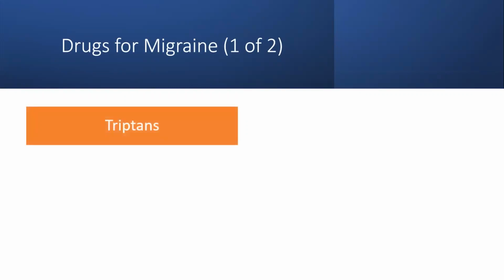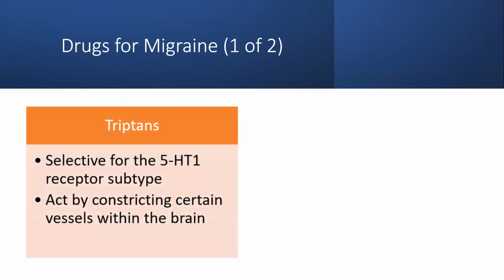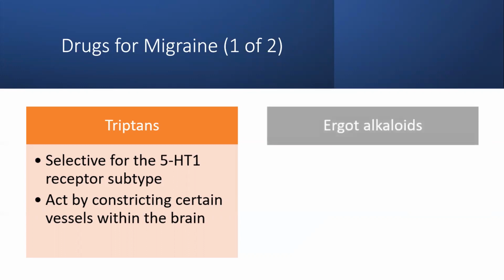The drugs that we use for migraine: number one, the classification is triptans. They are selective for the 5-HT1 receptor subtype, and they act by constricting certain vessels within the brain. If you remember, we saw in the picture before that when there is pain, vasodilation occurs. Vessels dilate, so we need a drug which can constrict the vessels. So this is the triptans, which constrict the vessels within the brain.